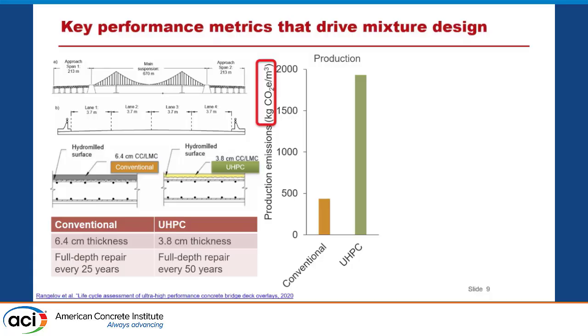So in the conventional case, the thickness of the overlay is around 6.4 centimeters. UHPC thickness is around 3.8 centimeters. UHPC is much more durable against the environmental attacks and aggressive environments that you would expect in terms of freeze-thaw cycling, de-icing salts, etc. So over the 50-year analysis period for the study, the UHPC didn't need any reconstruction, as opposed to the conventional case, where it needed to be replaced every 25 years.